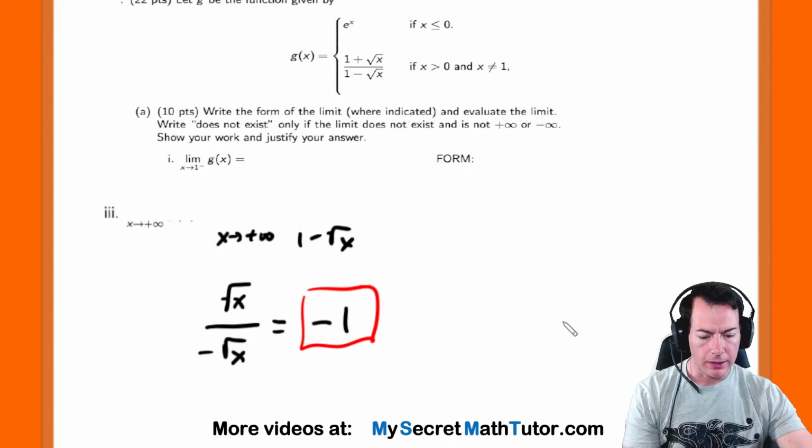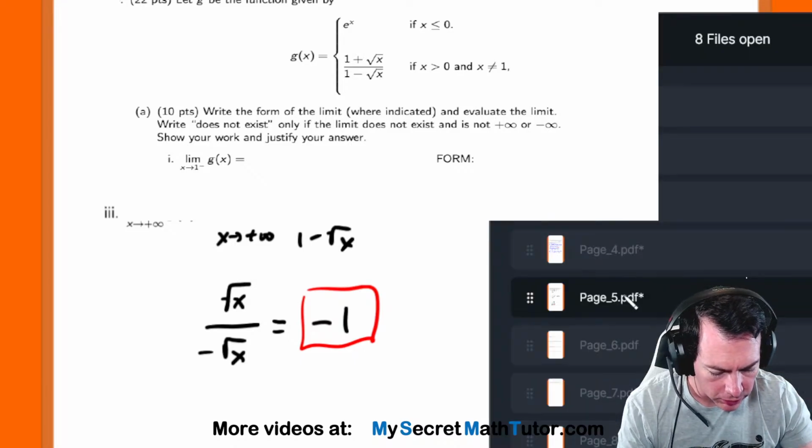All right, looks like that was the last one for this page. Onward we go to page number 6.